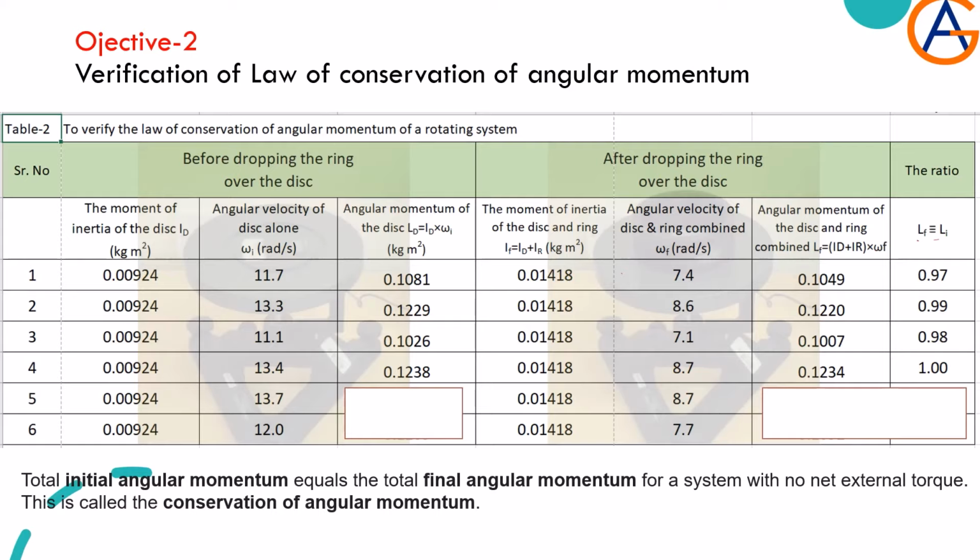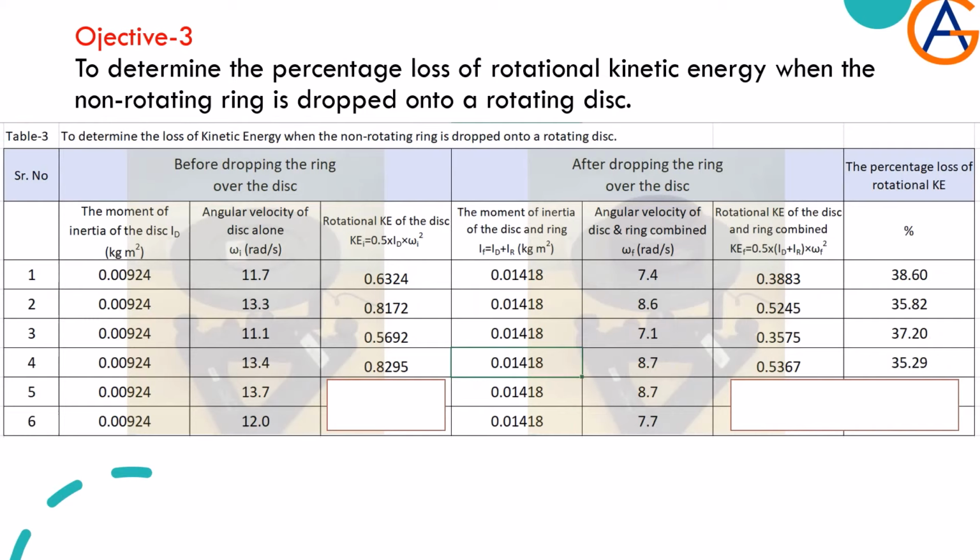Let's go to the third objective. In the third objective, we will determine the percentage of loss of kinetic energy. This is one kind of inelastic collision, so there will be loss of energy. We are dropping a non-rotating ring onto a rotating disc, so it is a kind of inelastic collision. Obviously there will be loss of energy.